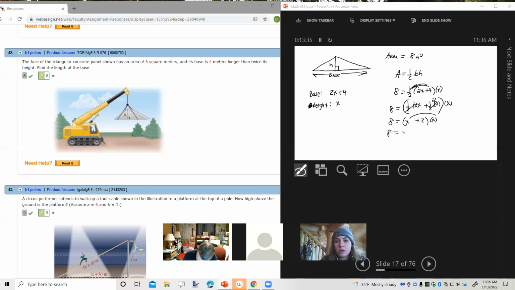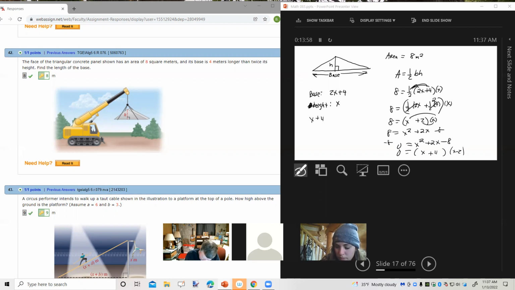And then distributing, x squared plus 2x. Okay. So then I'm going to subtract 8 from both sides. 0 equals x squared plus 2x minus 8. Factoring, I get (x + 4)(x - 2).